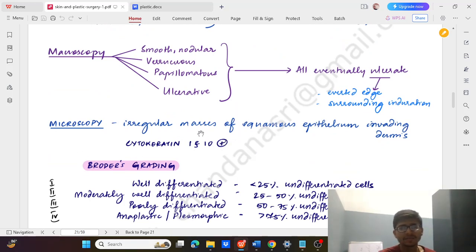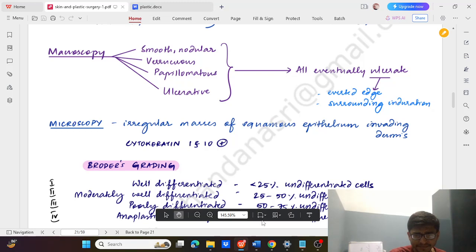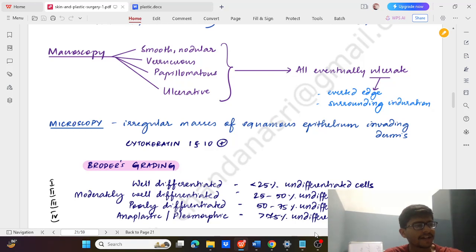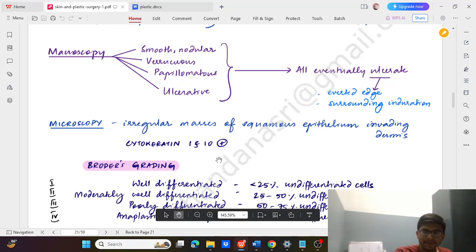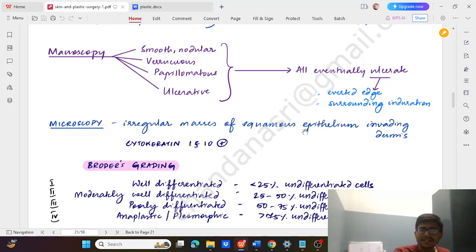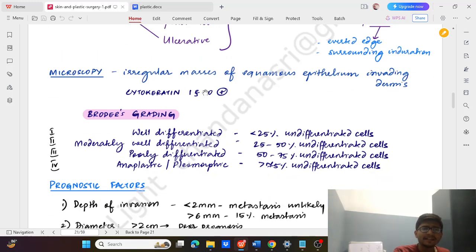Microscopy, it will be squamous cell epithelium invading the dermis, irregular masses, and it will be onion like peels. Also, one extra point which I would like to share is there is a prickle cell appearance. So prickle cell appearance and onion-like pattern due to the irregular mass of squamous cell invading the dermis. Then we have immunohistochemistry with cytokeratin 1 and 10.